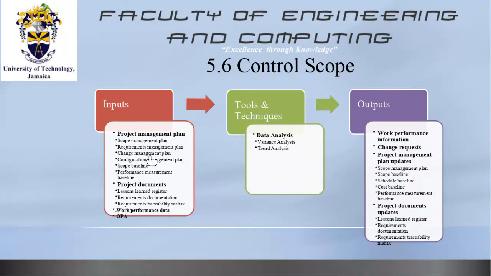of project documents. To control scope, you are going to do some amount of data analysis. This comes mainly by way of your knowledge of variance analysis and trend analysis. So you can use tools to assist you in determining what variances are. You can observe trends of the past and use that to determine whether or not you are controlling scope well. Your outputs inevitably will be work performance information, change requests, and updates to your project management plan and other project related documents.